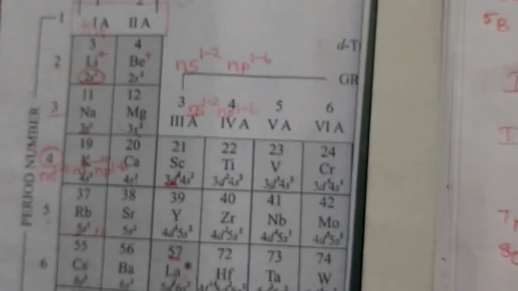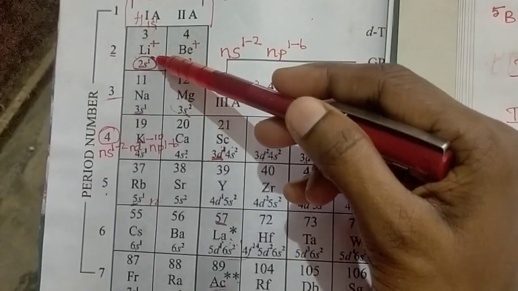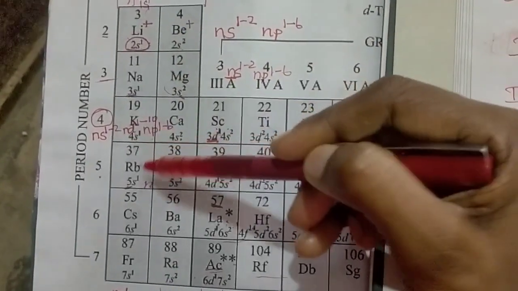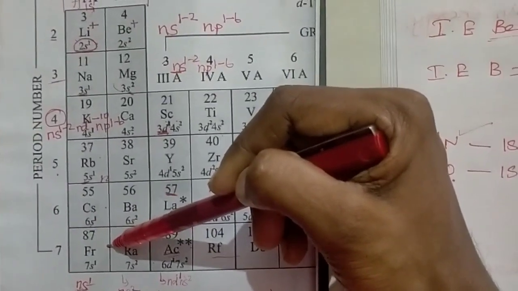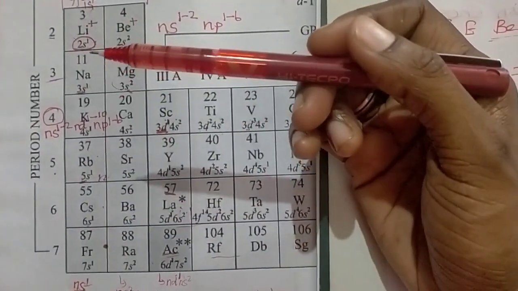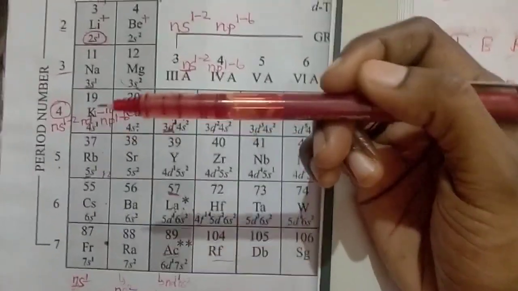So ionization energy is decreasing down a group. You can take a group here. How many groups do we have? Totally 18 groups. Look at the first group. It contains hydrogen, lithium, sodium, potassium, rubidium, cesium and francium. Okay. So now if you are moving from up to down, the ionization energy is decreasing.